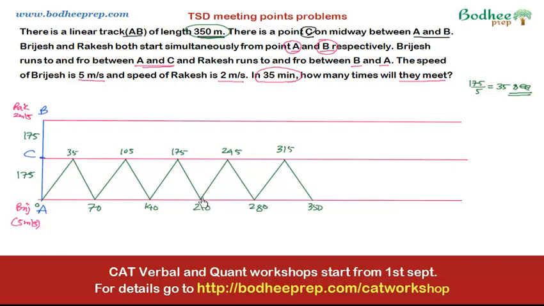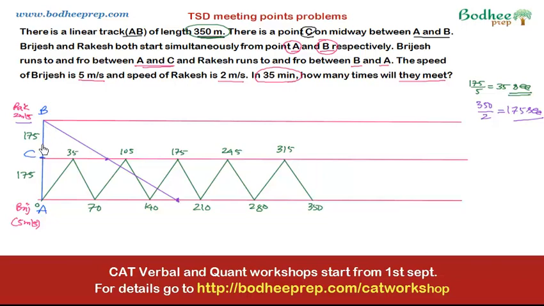Now let us focus on Rakesh. Now Rakesh is starting with 2 meter per second and he's moving from B to A. So the distance is 350 for him, and he's moving with a speed of 2 meter per second. So the total time taken for him to cover one entire length AB would be 175 seconds. Now 175, if I want to find out, it would be just here, right. So if I draw a line, the trajectory of Rakesh, it would be something like this.